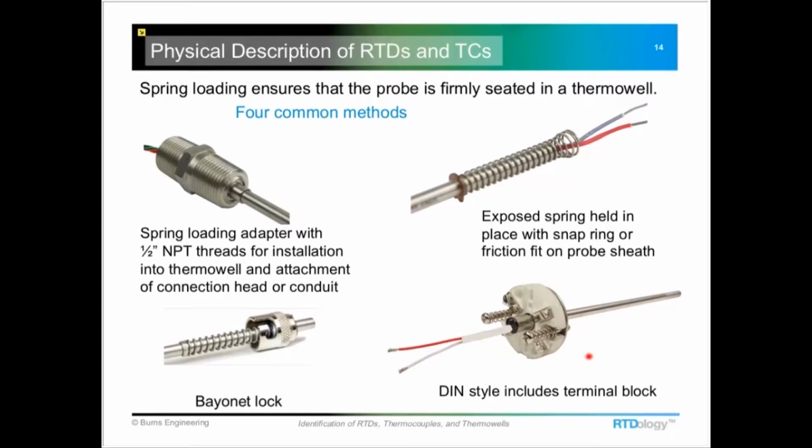And then the other style is this terminal block, which is captured on a steel plate, which is attached to the temperature probe. And the spring loading is provided by these spring-loaded screws. So as you install this probe into the well, the probe bottoms out in the thermal well, and then the terminal block, as you tighten those screws, it provides the spring loading and holds the probe firmly in the bottom of the thermal well.